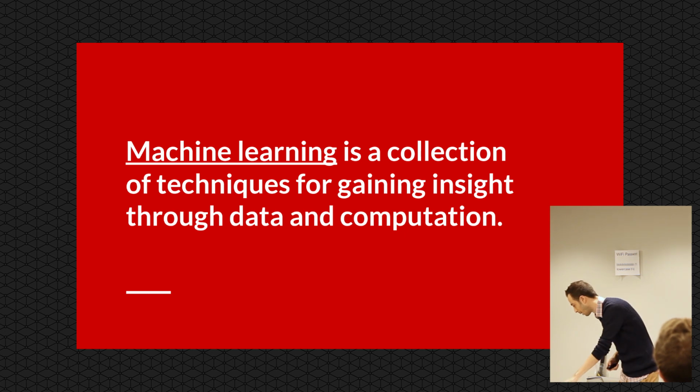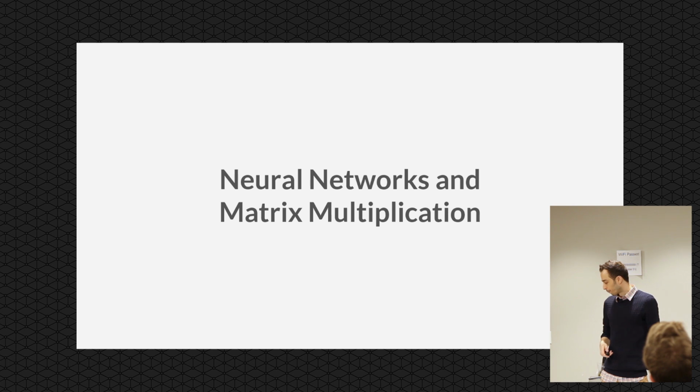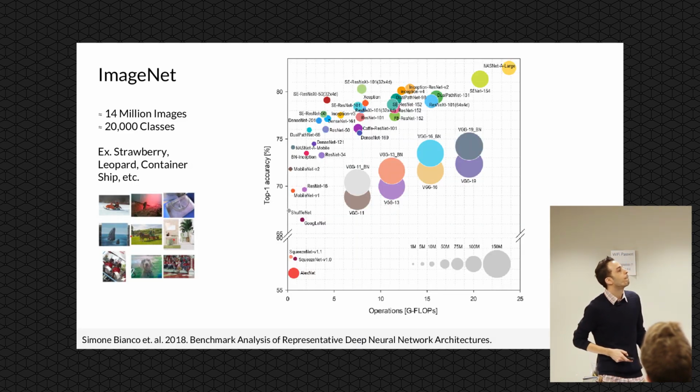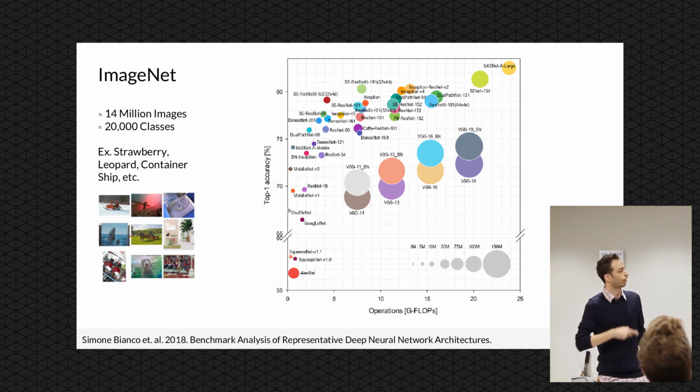What is machine learning? It's a collection of techniques for gaining insight through data and computation. Computation is the main word there. We're going to be focusing mainly on optimizing computation today. And so now let's talk about neural networks. This is a graph that kind of shows the relationship between... Does this show up? No, it doesn't. That's weird. That's a high-tech TV. Okay, well that's all right.